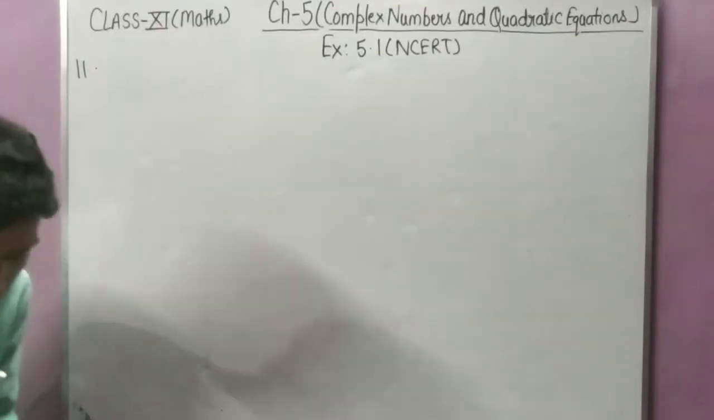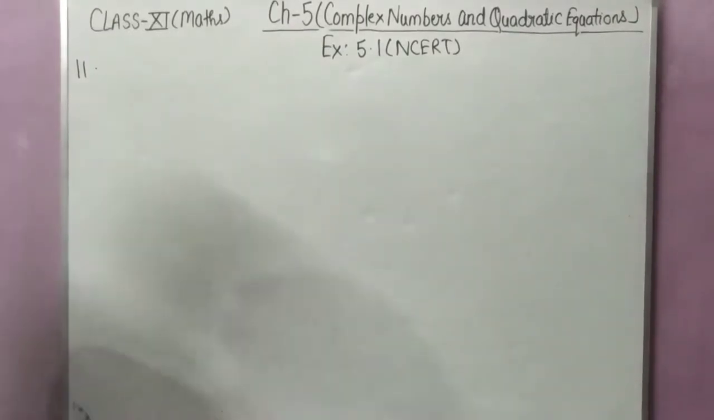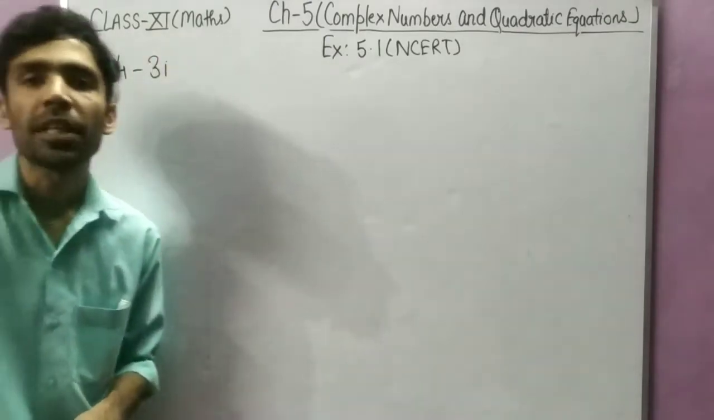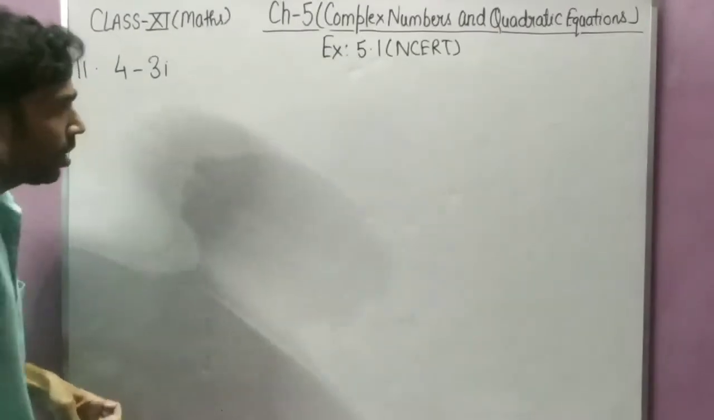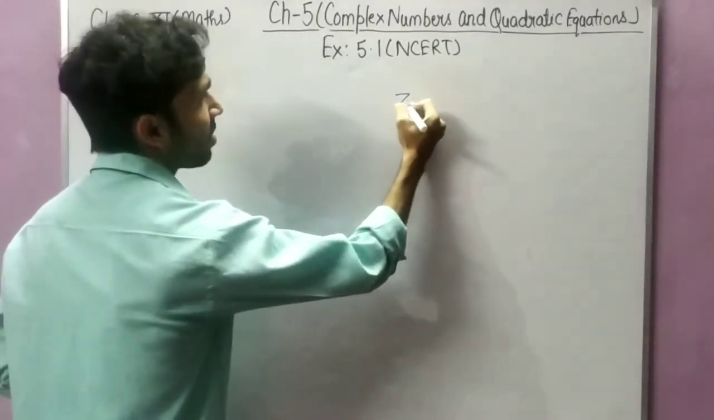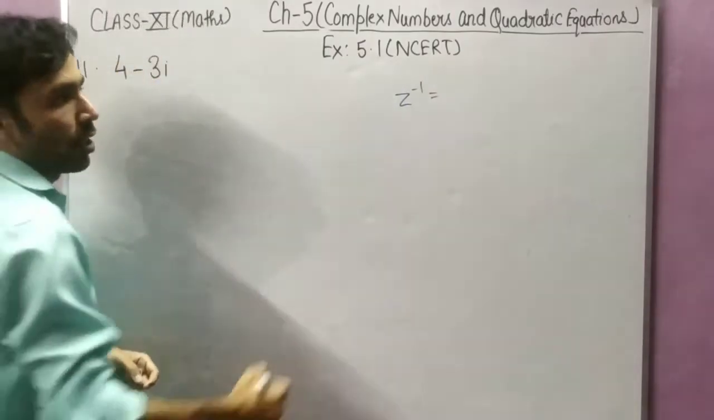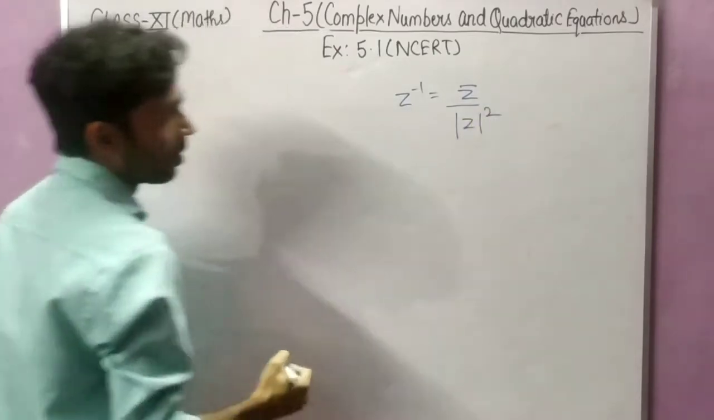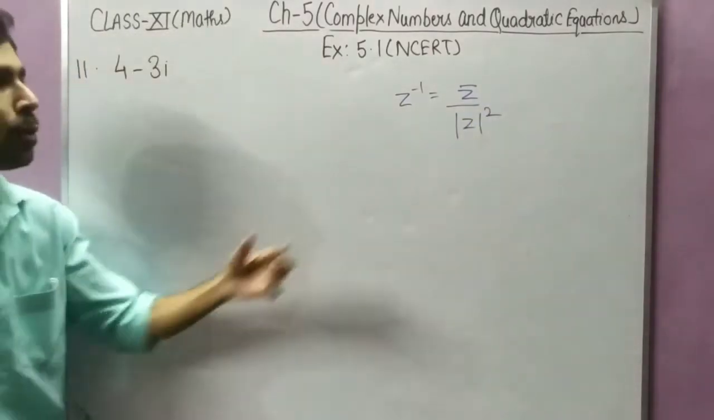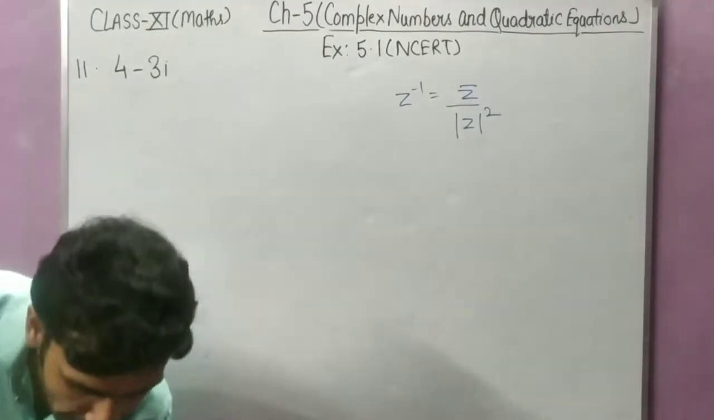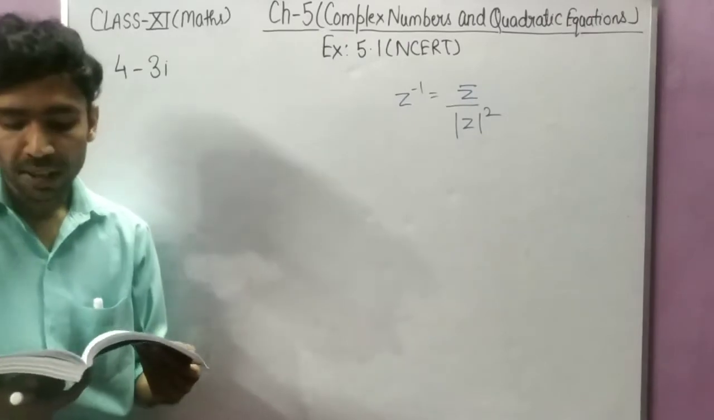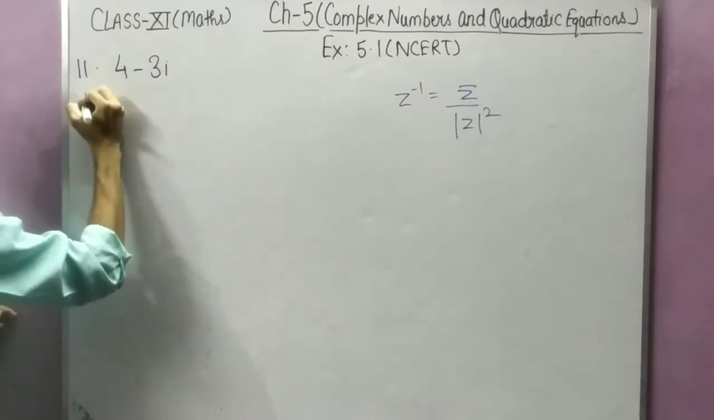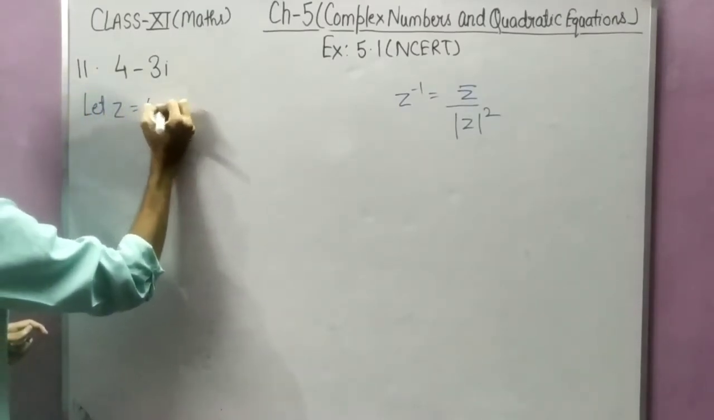The question is 4 minus 3i, and you have to find the multiplicative inverse of this. We now know the formula of multiplicative inverse, that is z to the power minus 1 equals z bar upon mod of z whole square. This we know, students. I told you this in the previous part of the video. So suppose this is a complex number z. Let z equal 4 minus 3i.